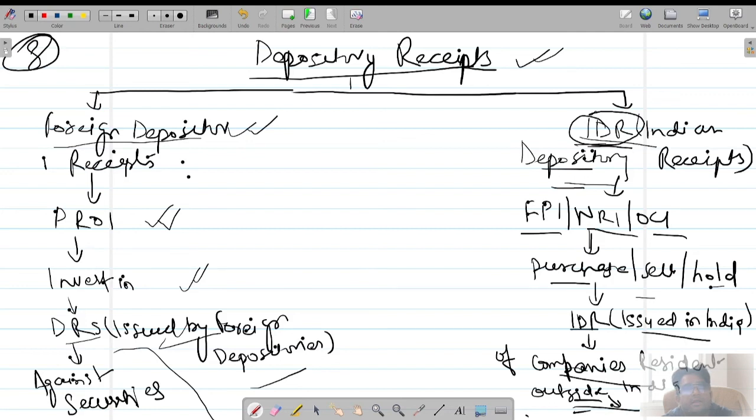These are basically the modes of investment that we discussed today, and in a later part we will discuss further this topic on foreign direct investment and FEMA.